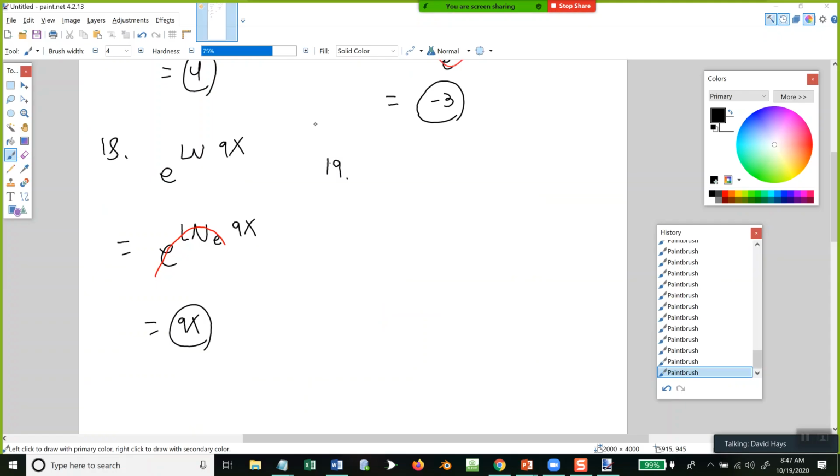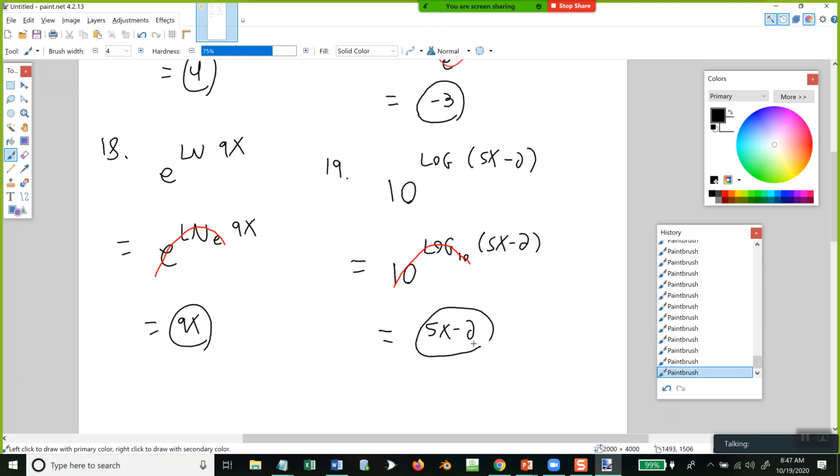Number 19. 10 to the power of log of 5x minus 2. Same instructions. We want to evaluate this without a calculator. The fact that we have log here and there's no base means by default it's 10 if it says log. Just like the previous problem, if these numbers match, log and those numbers are going to cancel. 5x minus 2 will drop out of the exponent. And that's our answer.